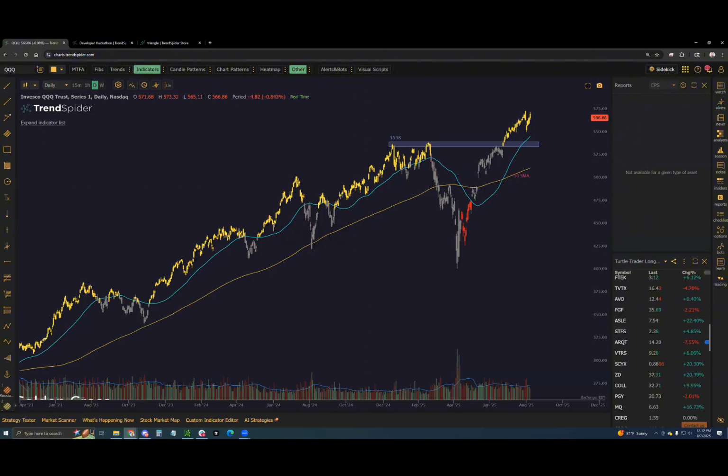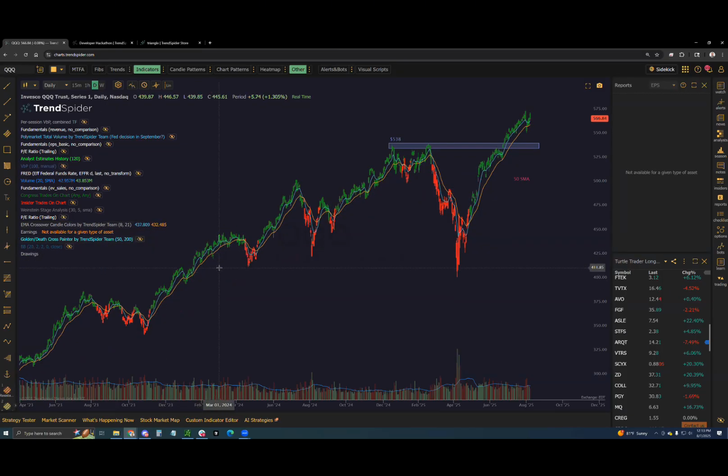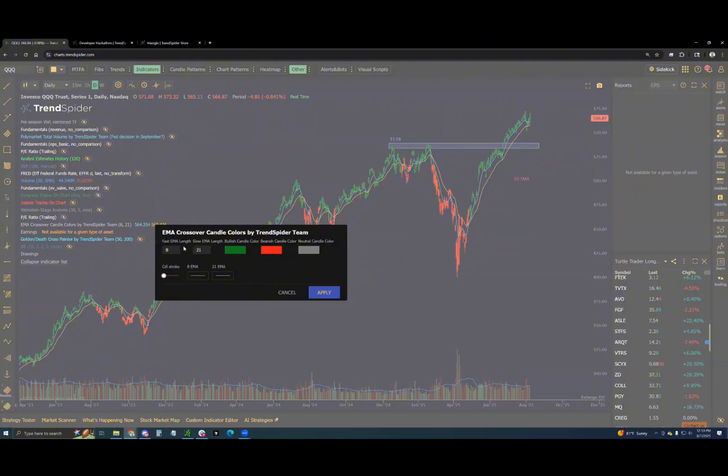Real quick, I have a question right here. Can I form a set template of 9/21 EMA crossing, double bottoms, and hammer candle? Yes, you should be able to do that. Honestly, one of the next indicators I was actually going to show was our EMA candle coloring indicator, which you can see right here.